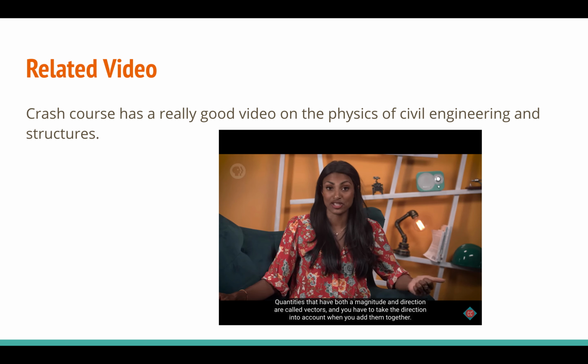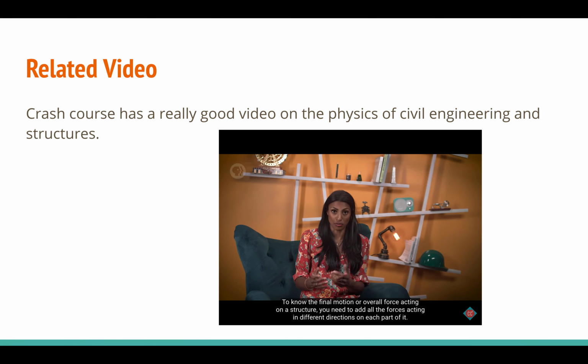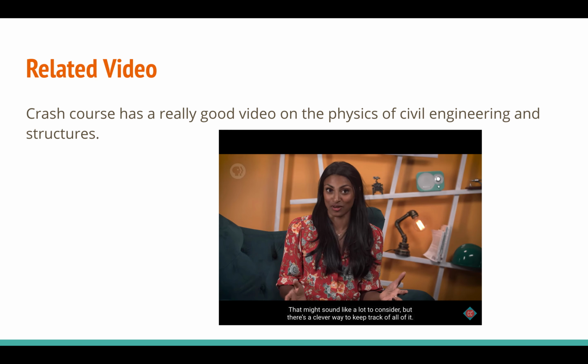Quantities that have both magnitude and direction are called vectors, and you have to take the direction into account when you add them together. Both the F and a in Newton's second law are really vectors. To know the final motion or overall force acting on a structure, you need to add all the forces acting in different directions on each part of it. That might sound like a lot to consider, but there's a clever way to keep track of all of it.